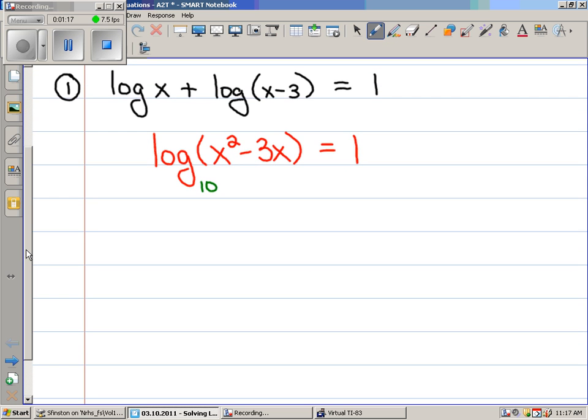Of course it does, because when you convert back to the exponential language, this bottom number over here is the base. That's what it always stands for. This number over here is the exponent. And this one over here is the result. Look how neat my notes are now. I'm so proud of them. Okay. So then this written in exponential form is 10 to the first equals x squared minus 3x.